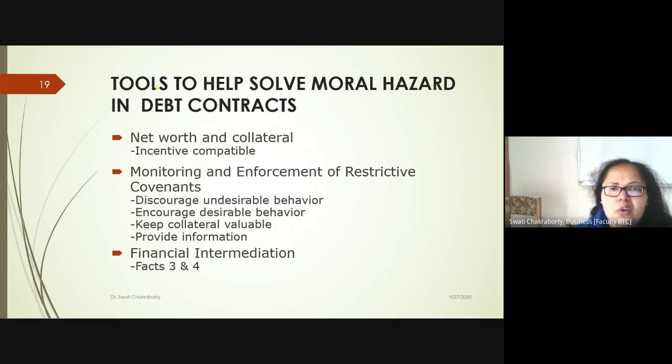So, how do you solve the moral hazard problem in debt contracts? First comes up is the net worth and collateral, right? You need to find out the net worth of the securities and the collateral that borrowers are giving, which is incentive compatible. So, if the borrowers are not able to repay back, then the lenders can actually take away the collateral.